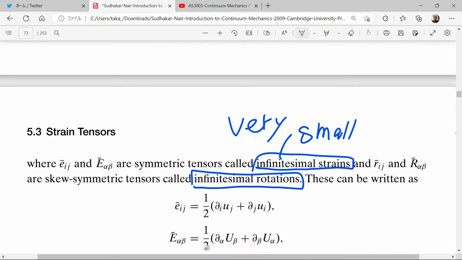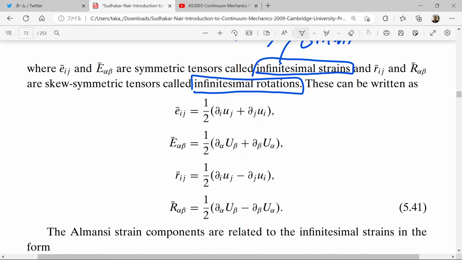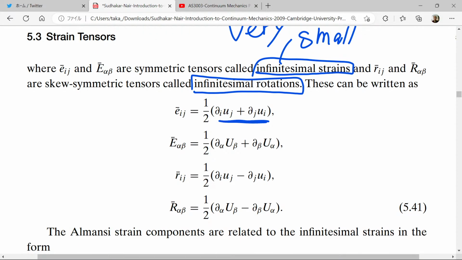This can be written as this. Okay, the symmetric part is summation. The anti-symmetric part is subtraction. Yeah, subtraction. Ij minus ji, alpha beta minus beta alpha. Then something like that.